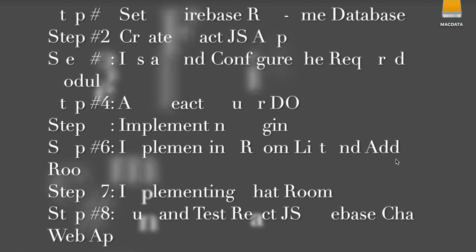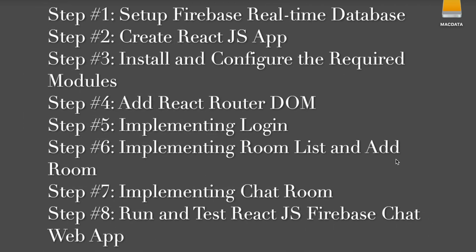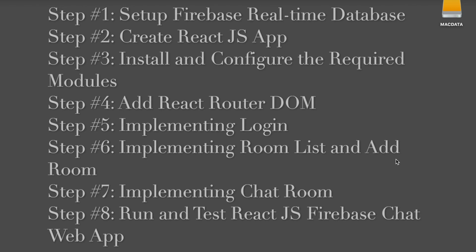Step number 1. Set up Firebase real-time database. Step number 2. Create React.js app. Step number 3. Install and configure the required modules. Step number 4. Add React Router DOM. Step number 5. Implementing login. Step number 6. Implementing room list and add room. Step number 7. Implementing chat room. Step number 8. Run and test React.js Firebase chat web app.